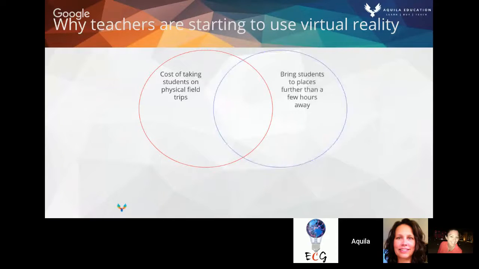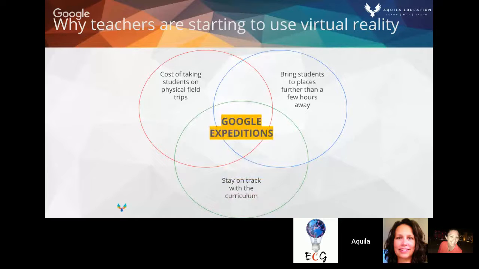Second, virtual reality allows you to bring your students on trips that are further than you normally go. So instead of just reading about the Great Wall of China, you can bring your students on a virtual trip to actually visit the wall. And thirdly, it keeps you on track with the curriculum when you would otherwise have to devote an entire day or class to leave the building. You can transport 30 students out of space and back in just a single class period. And the best way to do this right now is with Google Expeditions.